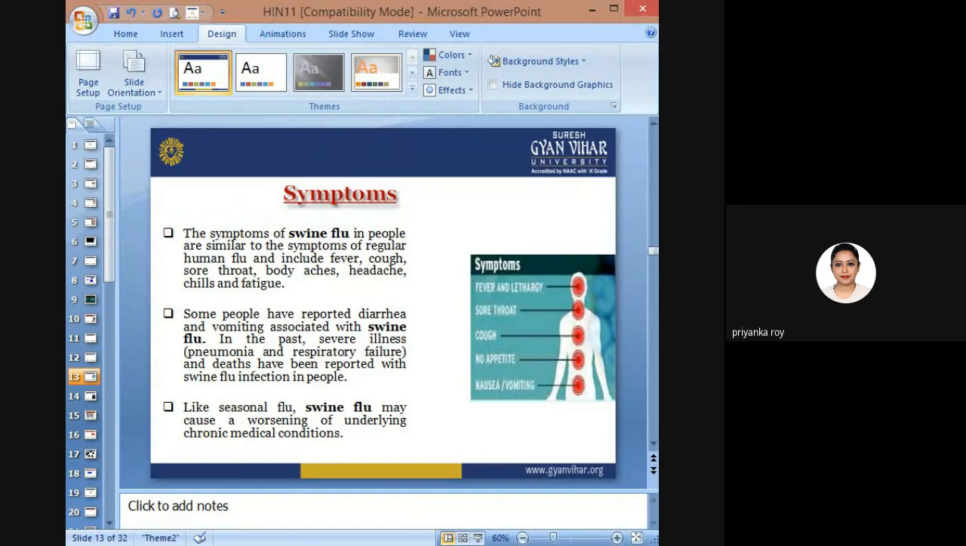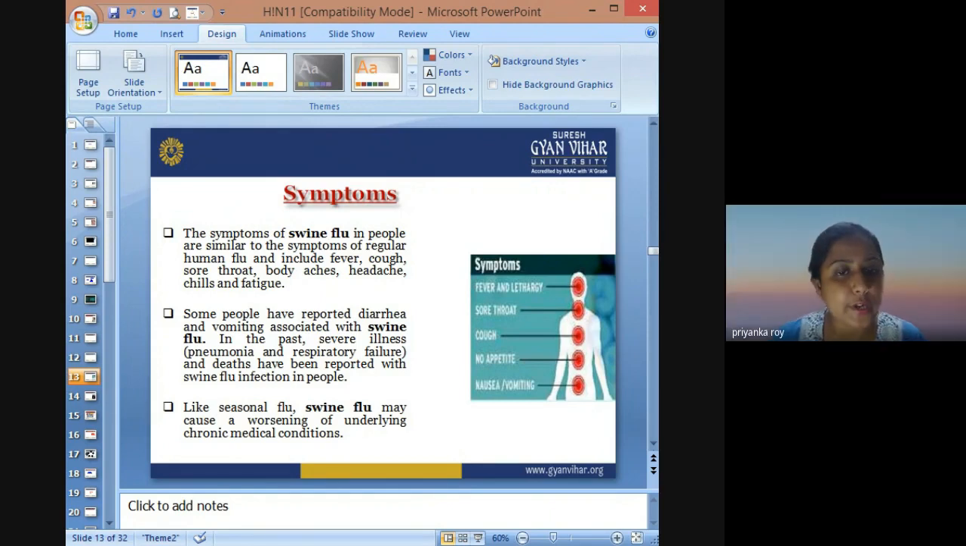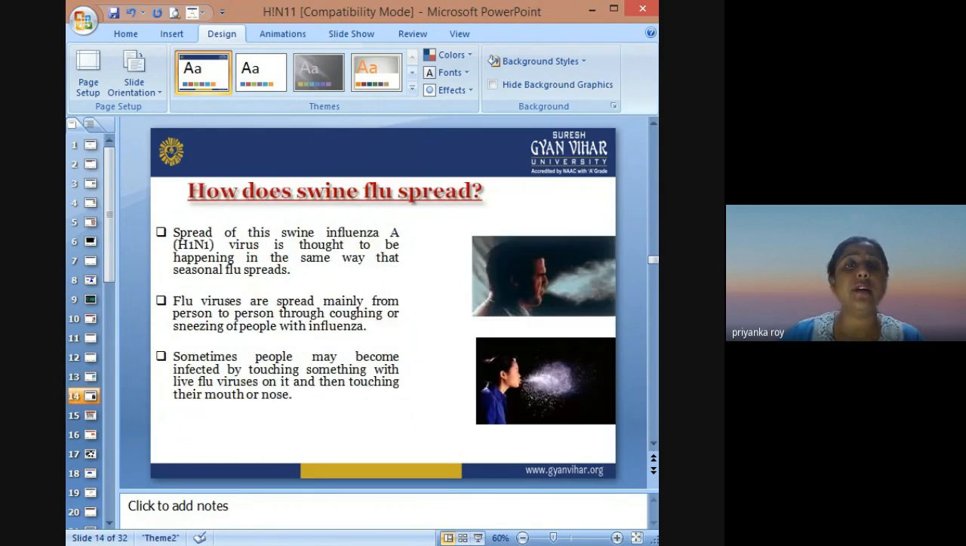Now the symptoms of swine flu in people are similar to the symptoms of regular human flu, and include fever, cough, sore throat, body aches, chills, and fatigue. Some people have reported diarrhea and vomiting. Like seasonal flu, swine flu may worsen chronic medical conditions during winters. The spread of this H1N1 virus is thought to be happening in some way as a seasonal spread.